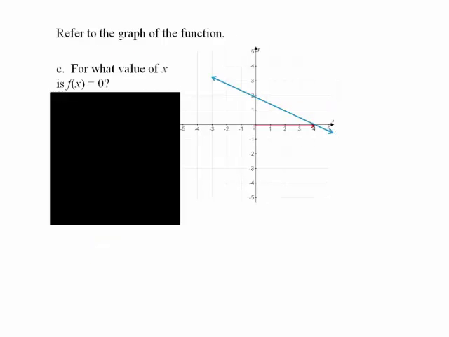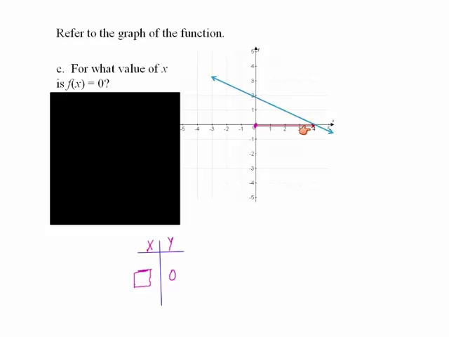Okay, refer to the graph of the function. For what value of x is f of x equal to 0? We're asking you backward now. So if I look at the ordered pairs like a chart, if this is x and this is y, we want to know for what value of x, y is equal to 0. So what do I have to do now? Look at my y-axis. This is when y is equal to 0, right? You start from here, and you want to know at what point your graph passes the x-axis.